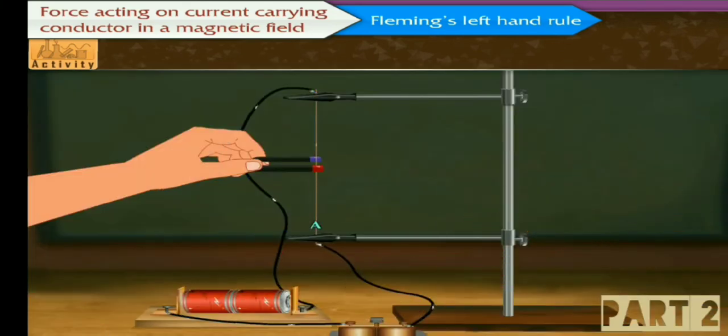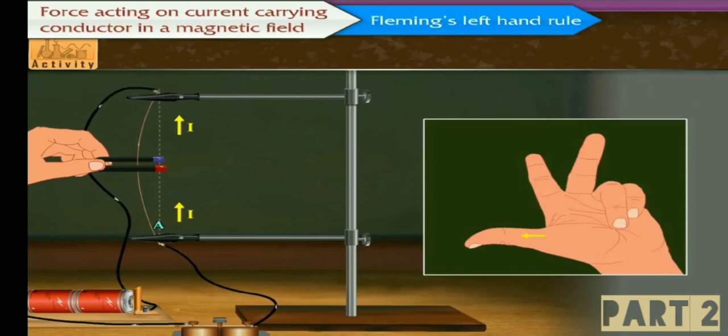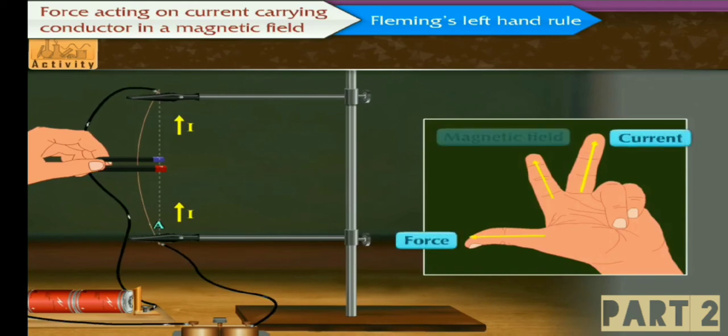Similarly, we can verify the direction of force on the wire kept in the magnetic field when the current is flowing in the upward direction through the wire. In this way, the direction of force acting on the conductor can be verified using Fleming's left-hand rule. Come, let us now proceed further.